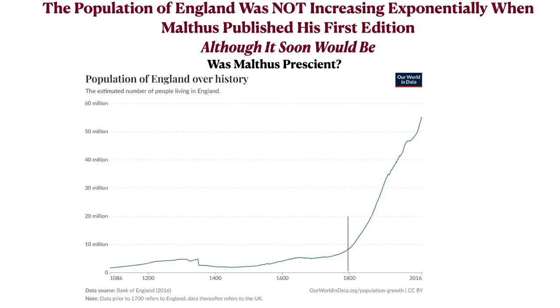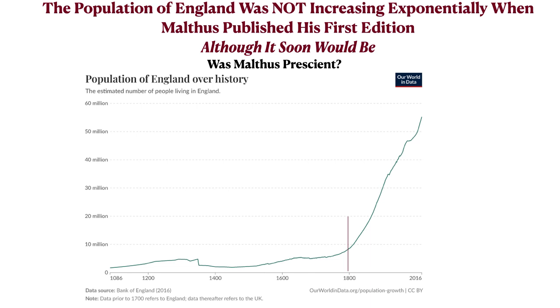Interesting, the population of England was not increasing exponentially when Malthus published his first edition, although it soon would be. That comes a little bit later. So I've put a red line there approximating 1798 when the first edition was published, and you could see that the population of England had been increasing, but not at a particularly rapid rate, although after the Industrial Revolution that really changes. So one might wonder where Malthus got this idea of exponential population increase.